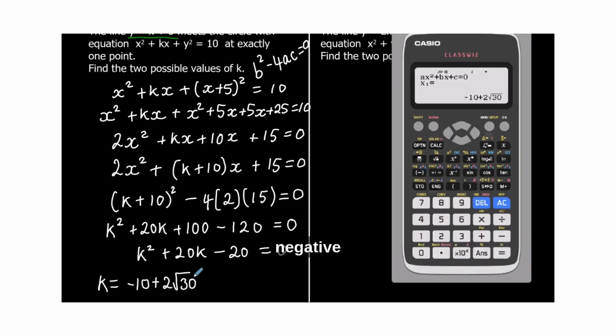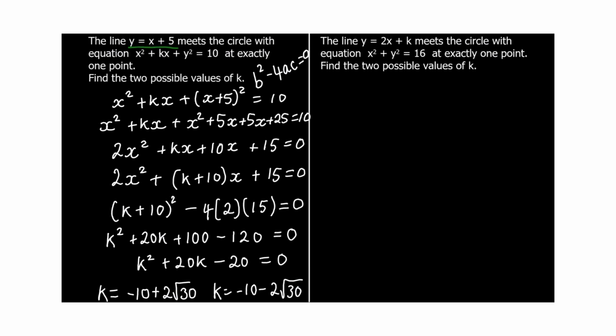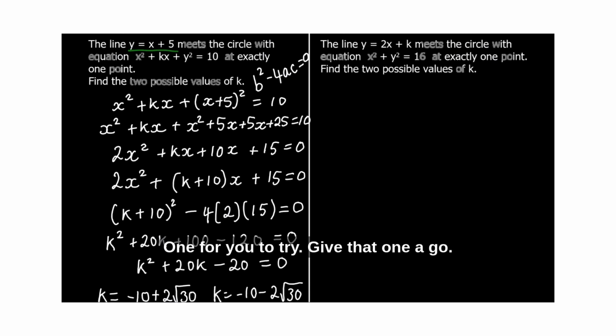Or negative 10 minus 2 square root 30. So they are our two solutions. One for you to try. Give that one a go.